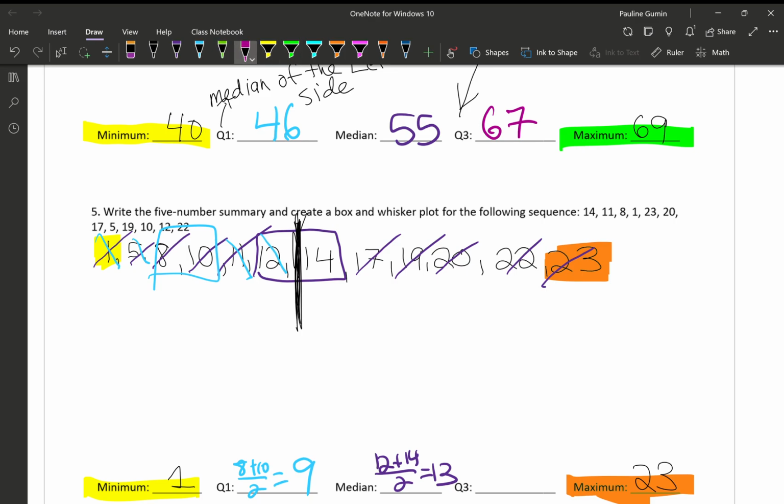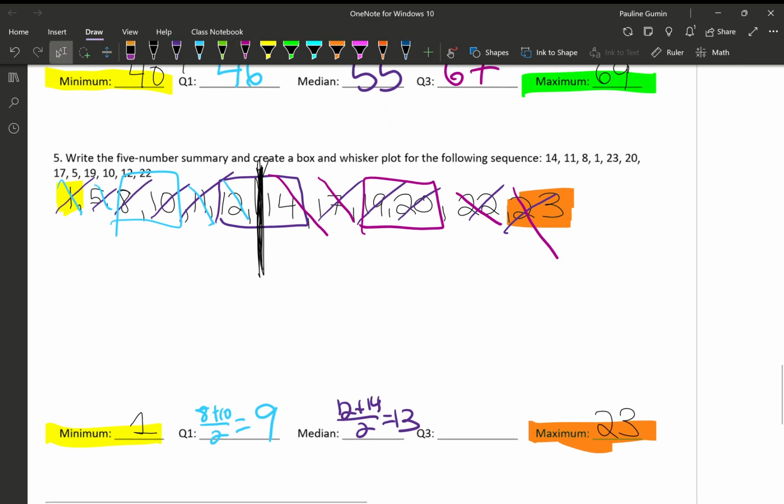Okay, let's do the right-hand side. Cross off the 14, 23, 17, 22. And now I have 19 and 20 in the middle. So let's do 19 plus 20 divided by 2, which is 19 and a half. And some of you might have an easy time. You might be able to see, look at that, I know exactly what's in the middle of 19 and 20. It's 19 and a half. Not everyone can do that, and that's fine. There is a way to do it.